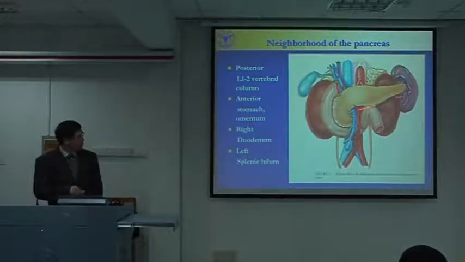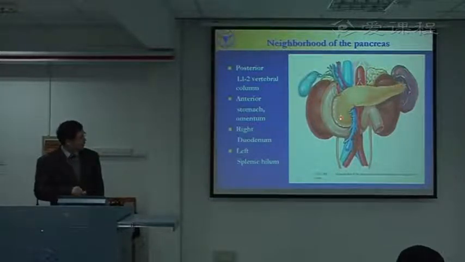And after we remove the stomach and omentum, we can see the pancreas anteriorly. This is the pancreatic head, neck, body, and tail. We all know the head is surrounded by the C-shaped duodenum. And this is the uncinate process.